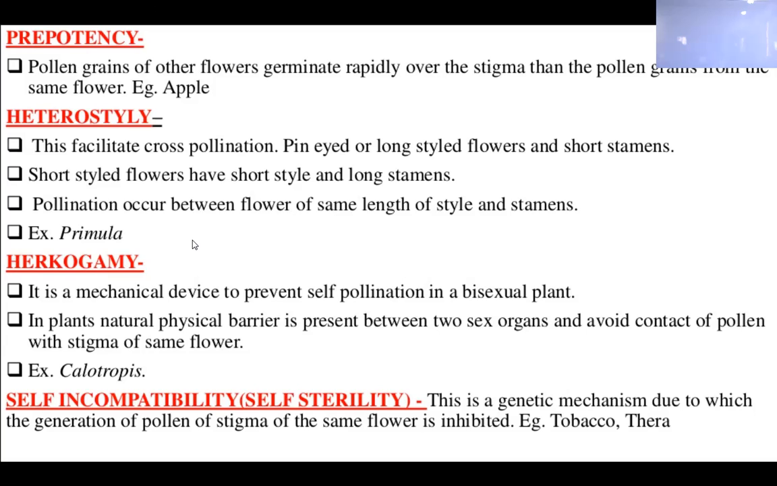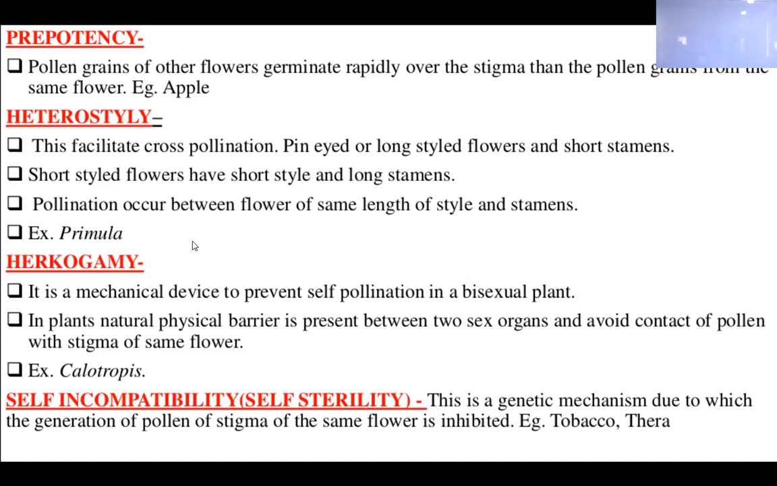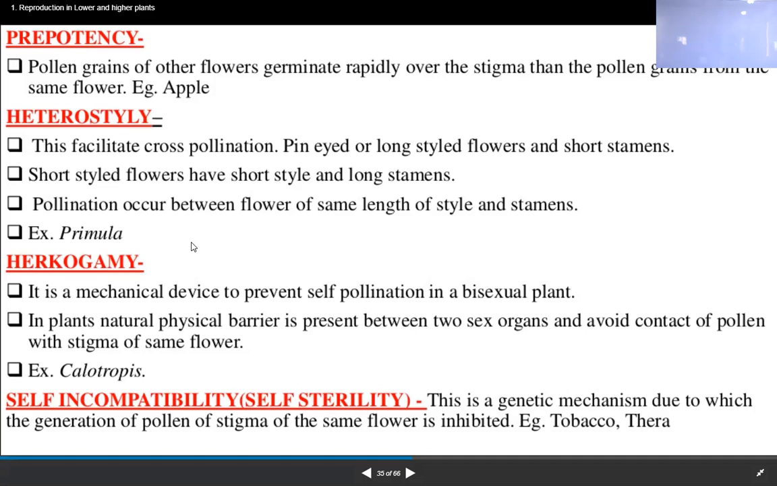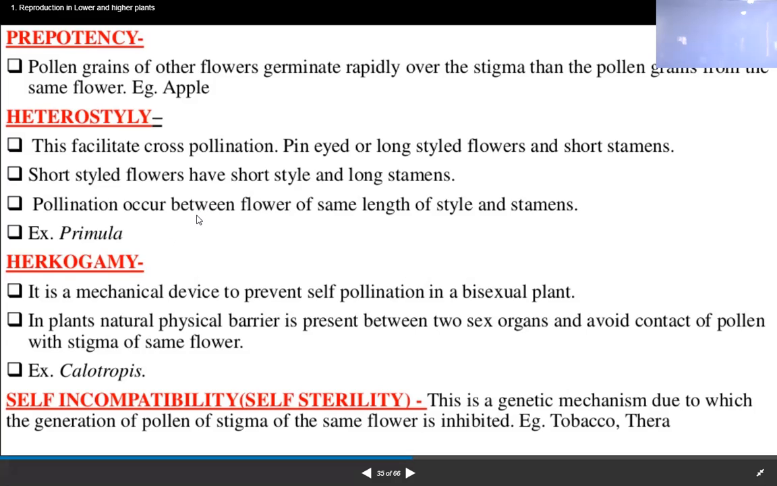Heterostyle, and it is also called heteromorphy. So this prevents the pollen from reaching the stigma and pollinating it. In heteromorphic plants, pollen grains produced from anthers pollinate stigmas produced at the same level. So in this way you can remember.